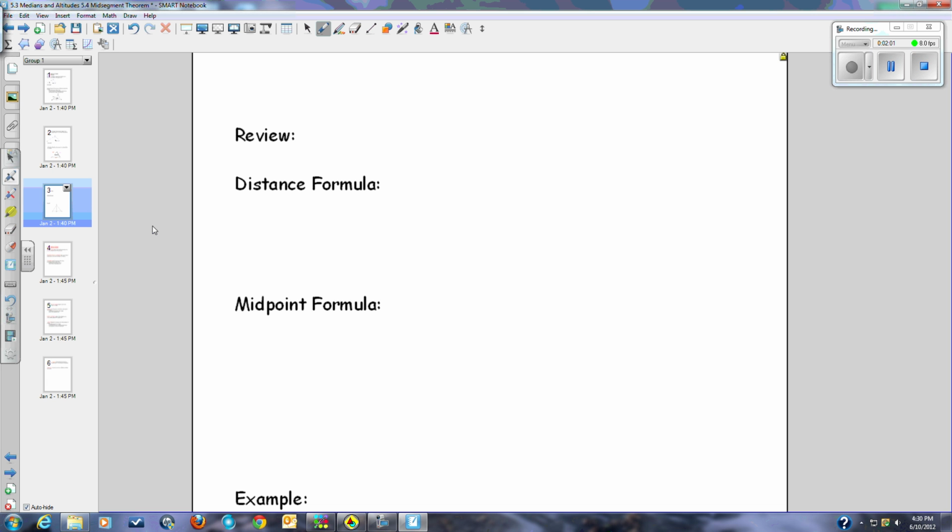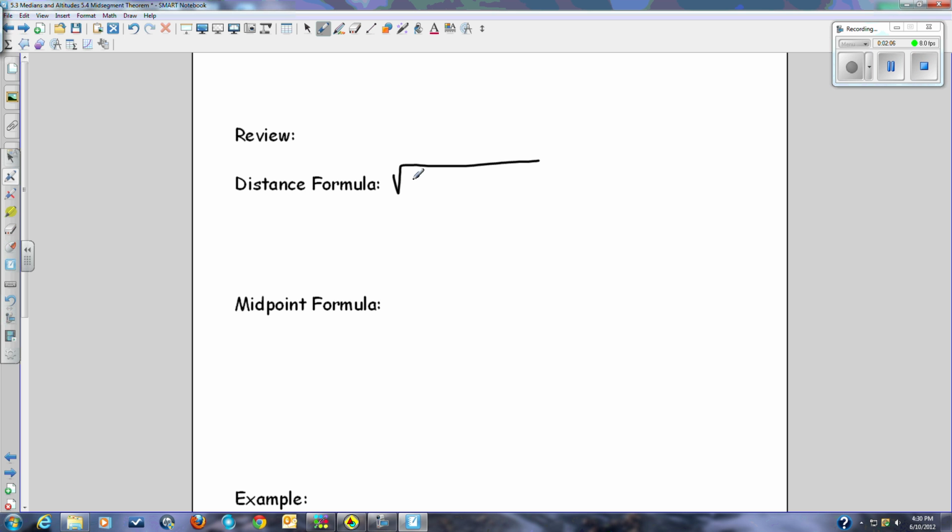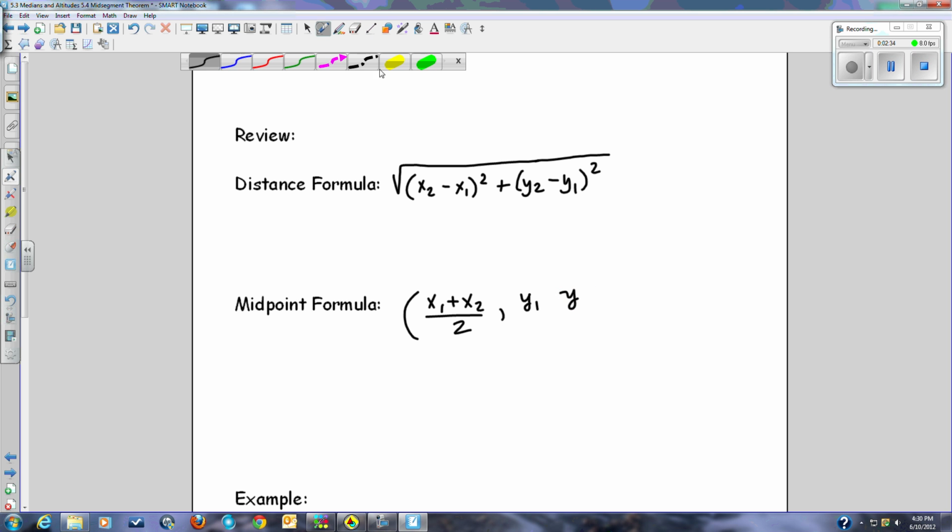We want to do a little bit of a review of the distance formula, which is the square root, in parentheses, of x2 minus x1 squared plus, in parentheses, y2 minus y1 squared. And the midpoint formula, which is x1 plus x2 over 2, and y1 plus y2 over 2.